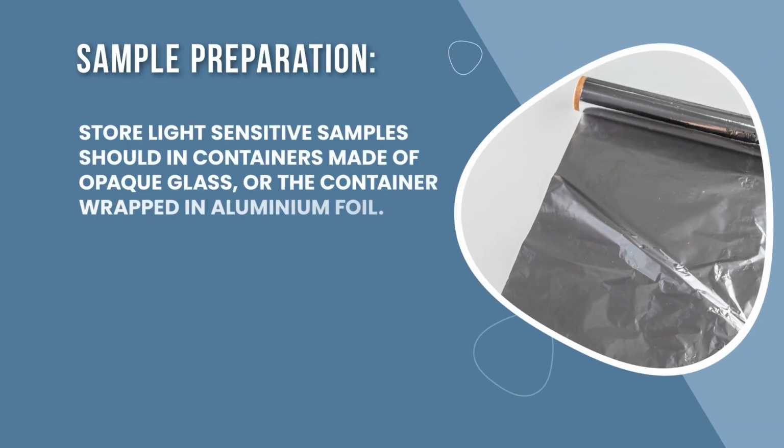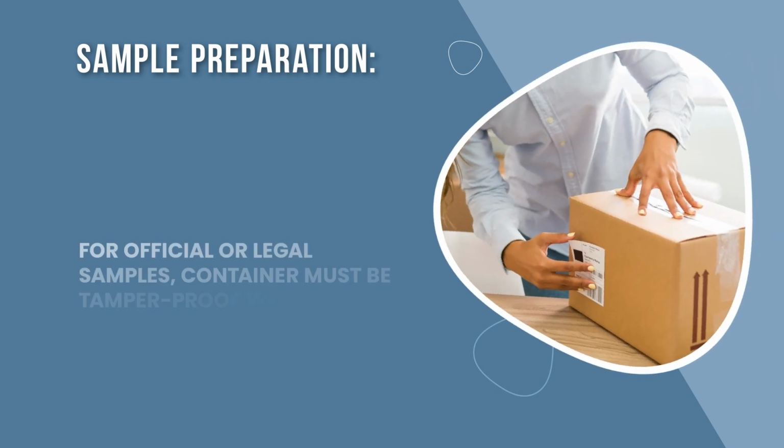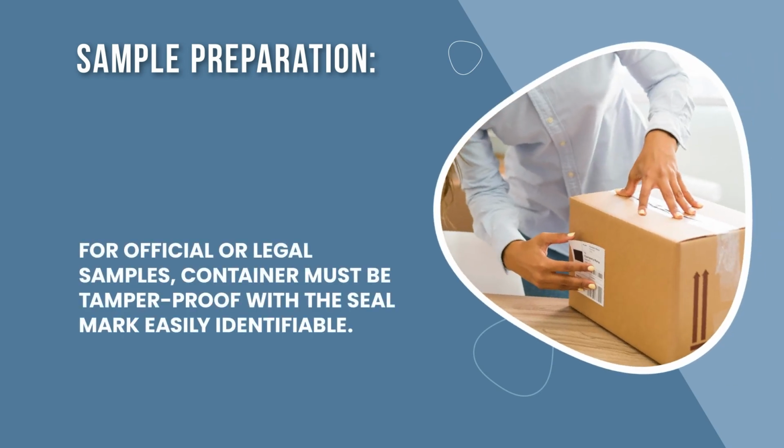So the light sensitive samples, we store them in dark opaque glass containers, or containers which do not let the light enter there. Store oxygen sensitive samples under nitrogen condition. Preservatives, we have already talked about it. And for official or legal samples, container must be tamper proof and it must be sealed properly.